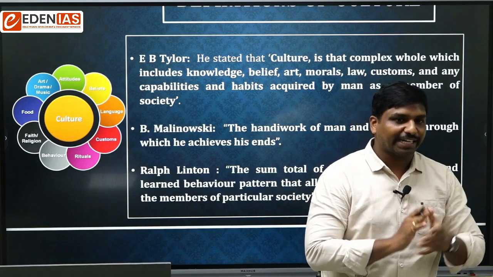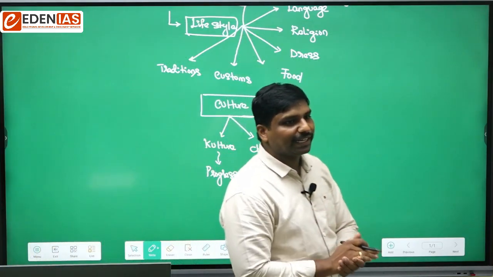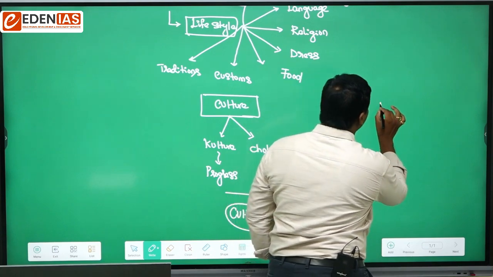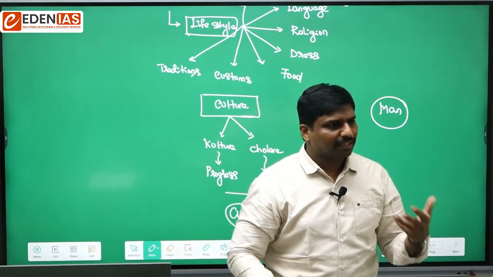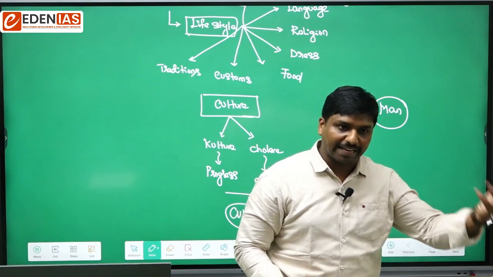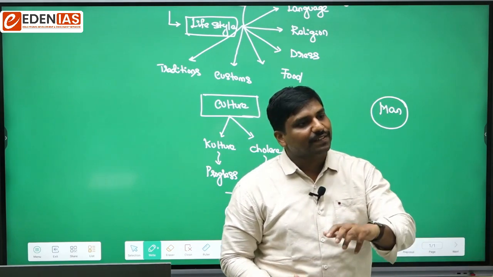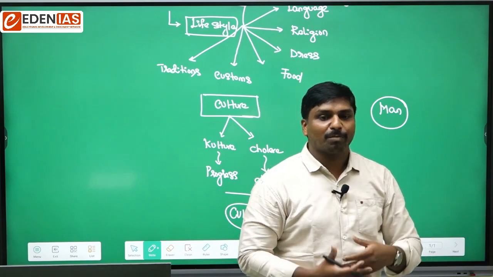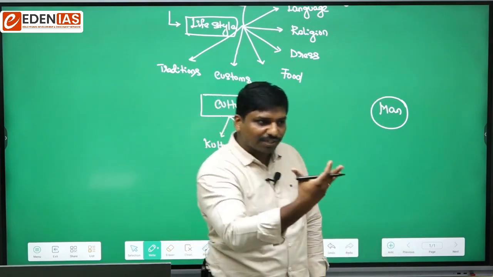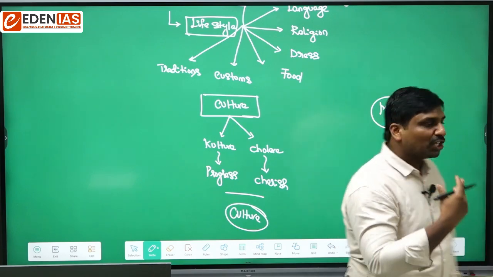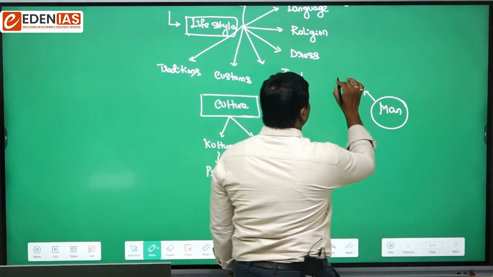What E.B. Taylor is trying to say is that man lives in society, and being a member of society, man tries to acquire so many capabilities. He acquires his language, the ability to communicate with others, and he acquires some of the beliefs, some of the customs, some of the traditions, and gets acquainted with some of the arts. As a member of society, he attains some basic knowledge about the society, the surroundings, the environment, everything. Are you getting that? So that's what E.B. Taylor is saying.